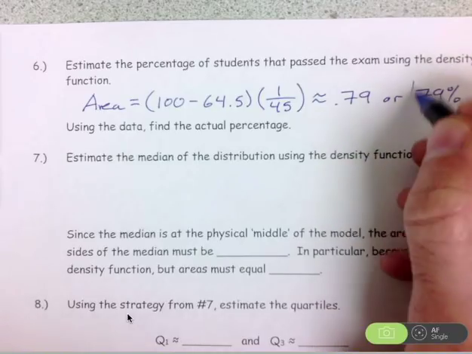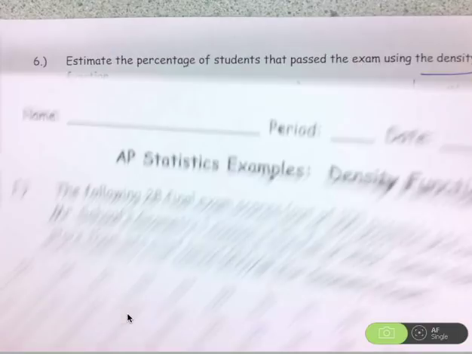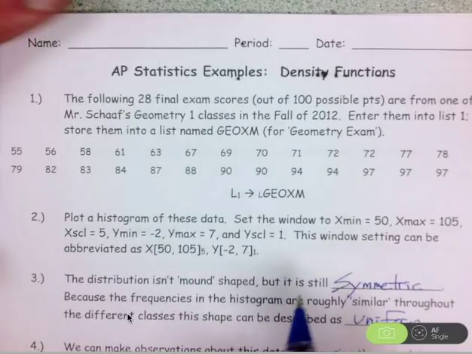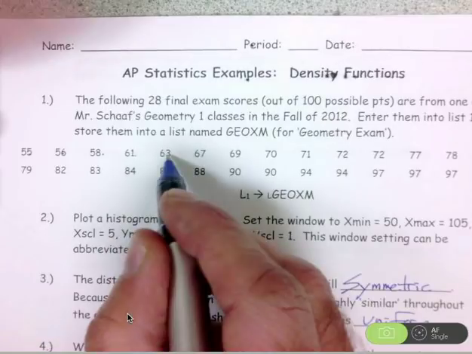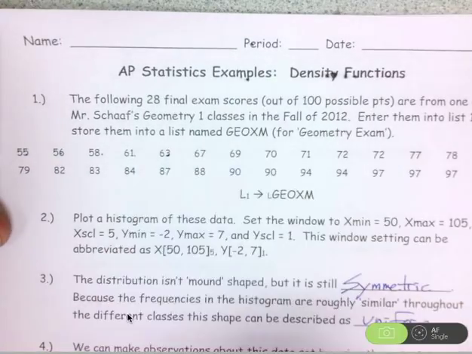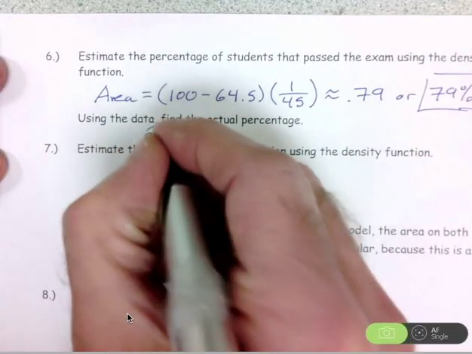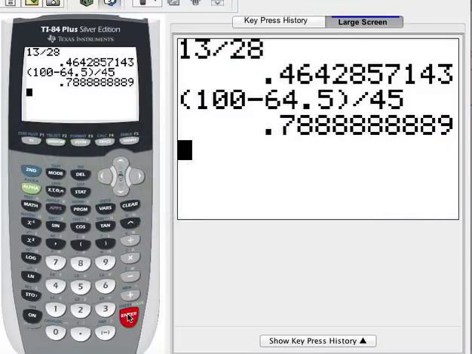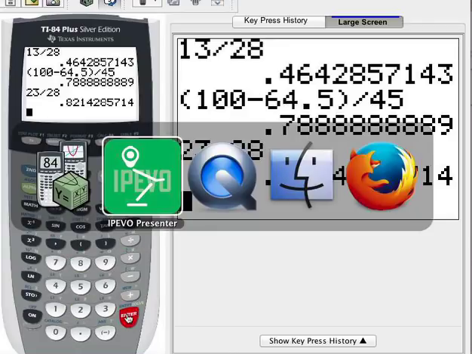So let's see how close the model gets to reality. Using the data, let's find the actual percentage. Probably the easiest way to find the people that passed is to count the people that didn't pass. So let's see, there's 1, 2, 3, 4, 5 scores that are F's, 5 out of 28. So that means 23 out of 28 are passing scores. So 23 out of 28, what's that? Let's find out. 23 divided by 28. That gives us about 82%.